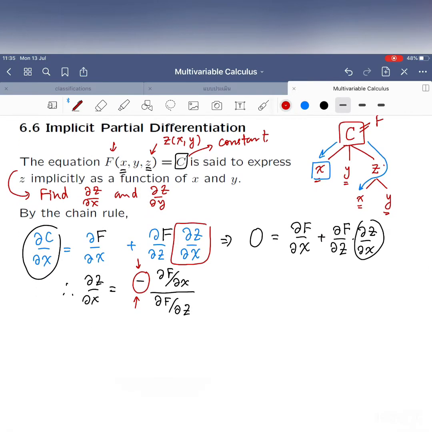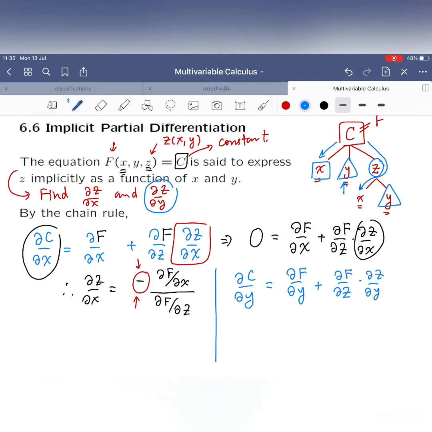On the other hand, if you would like to find dz by dy, then you start with dc dy, which is df by dy. You are going to go through this one and this one, and it terminates here, and df by dz goes through this step first, and then dz by dy, this is what you need. So it means that your dz by dy, because this one is a constant, simply goes to 0. It is negative df by dy over df by dz.